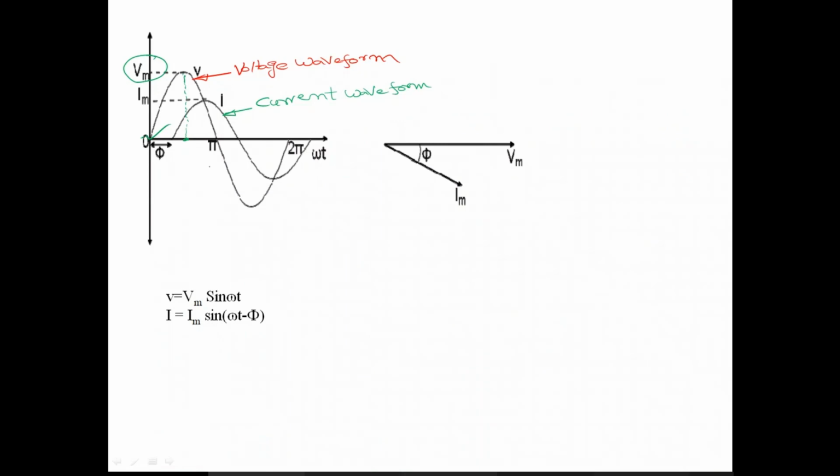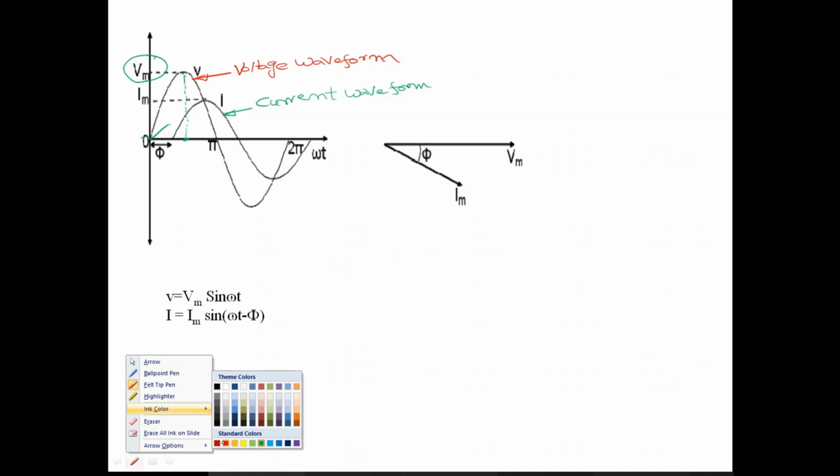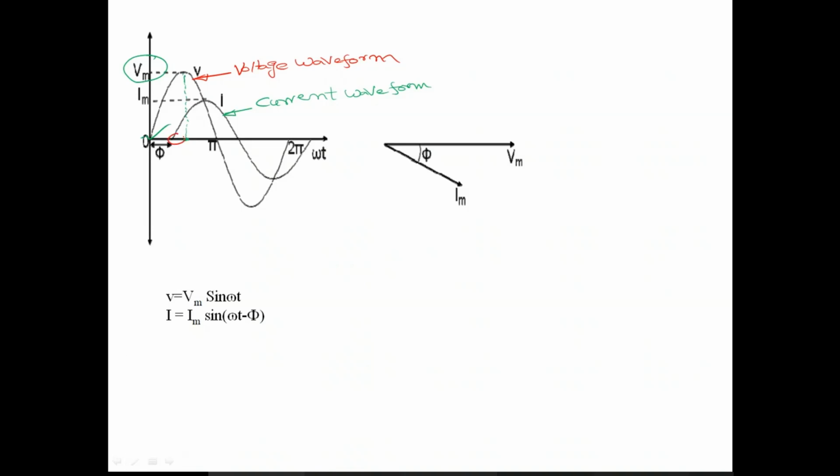Whereas when you take the current waveform, your current waveform is starting at this point, that means at an angular displacement of phi. So at an angle of phi, the current waveform starts and attains a maximum at this point. The maximum values Vm and Im are different. See, the amplitude Vm here is greater than Im.